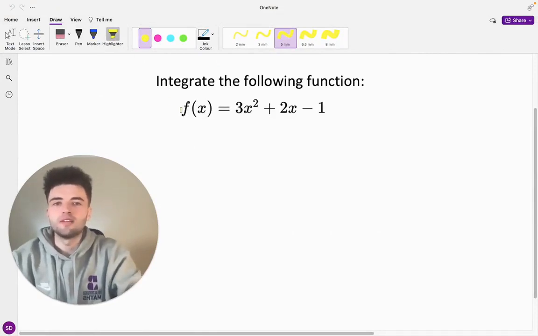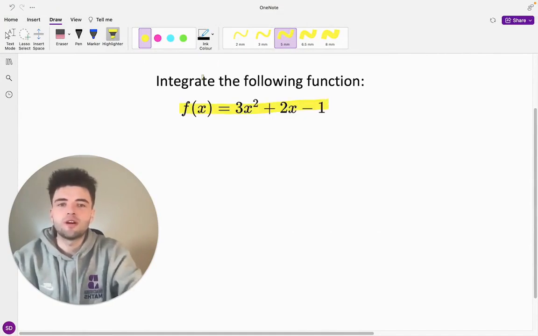So in this question, we're asked to integrate the following function, and we're given this function here, f of x is equal to 3x squared plus 2x minus 1. And so we're just going to go step by step with this.